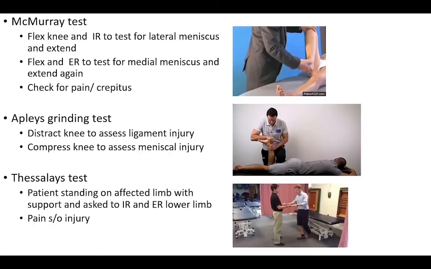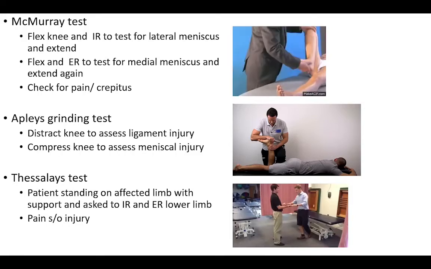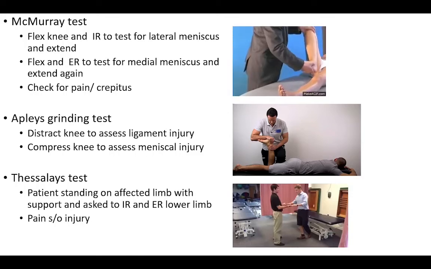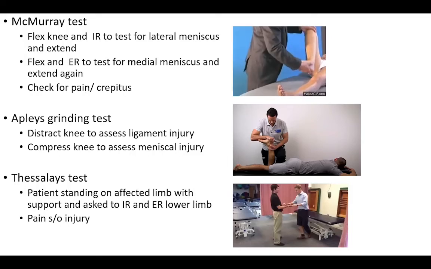The McMurray's test, as you can see here, is done with the knee flexed and internally rotated. Extension is done for testing the lateral meniscus. Similarly, the knee is fully flexed and externally rotated to test for the medial meniscus. A positive test occurs if there is pain experienced by the patient or crepitus felt by the physician during examination in the knee joint.